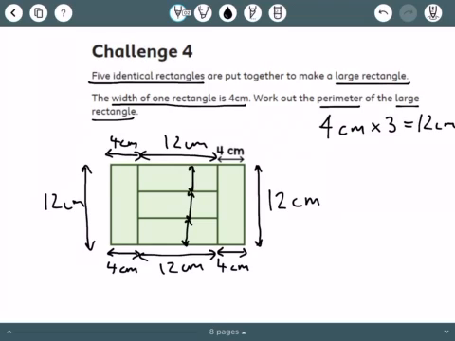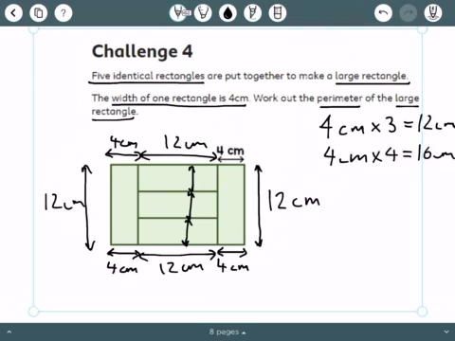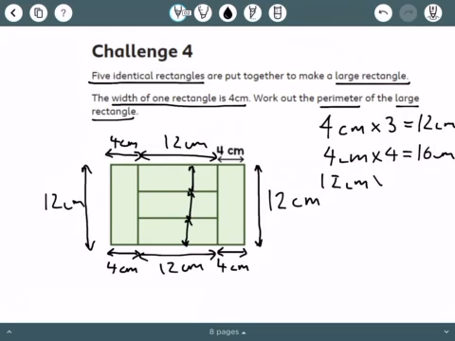So we need to do, we've got 4 centimetres, we've got 4 of those, which is going to be equal to 16 centimetres, and we've got our length, which is 12 centimetres. We're going to multiply that by 4, and we get 48 centimetres.